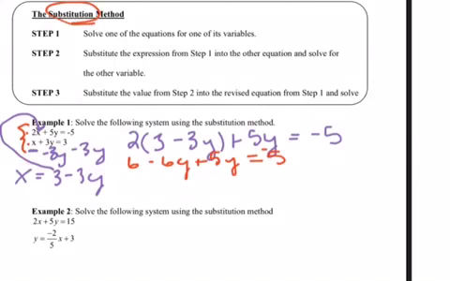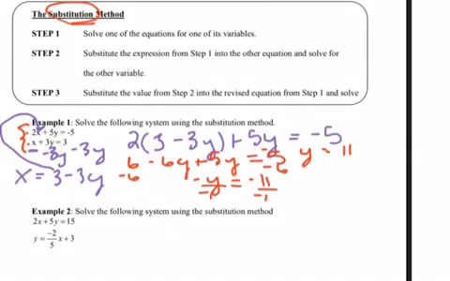So I'm going to solve for y at this point. I've got negative 6y plus 5y gives me negative y, and I'm going to subtract the 6 from both sides. So I get negative y equals negative 11, dividing by negative 1 to get y equals 11.